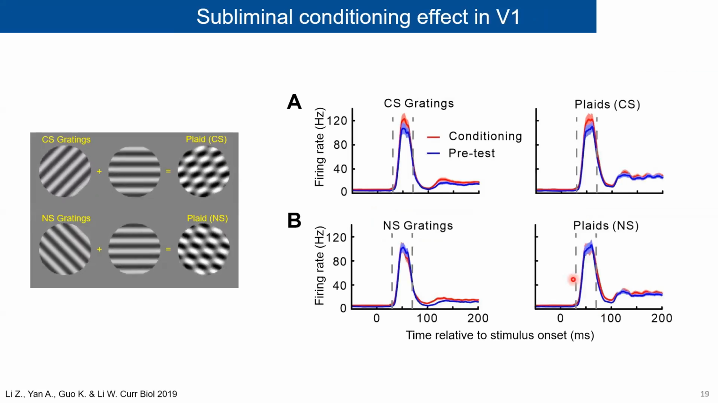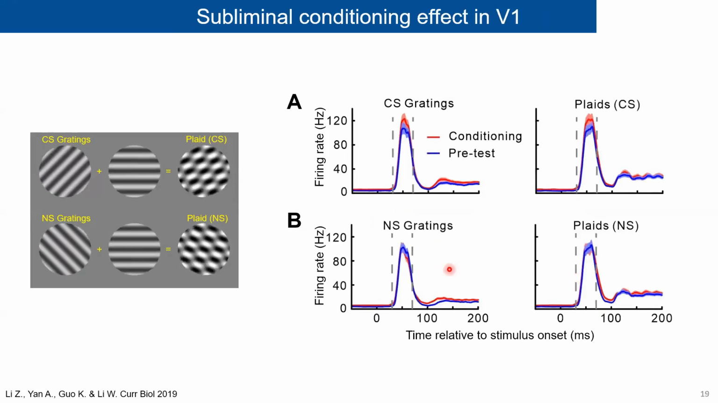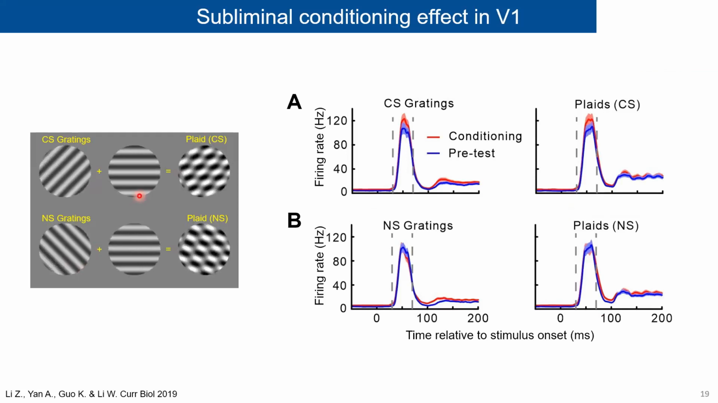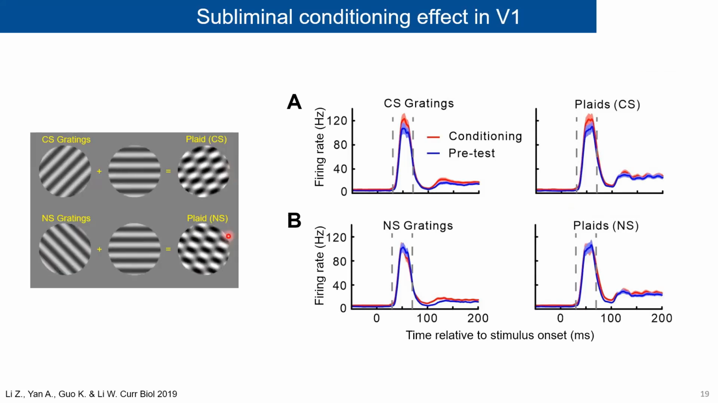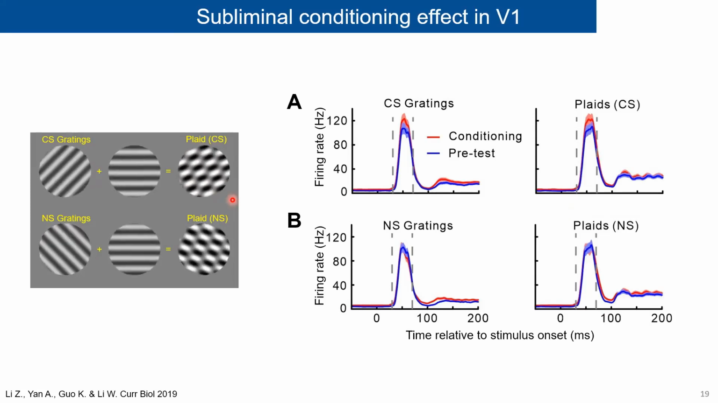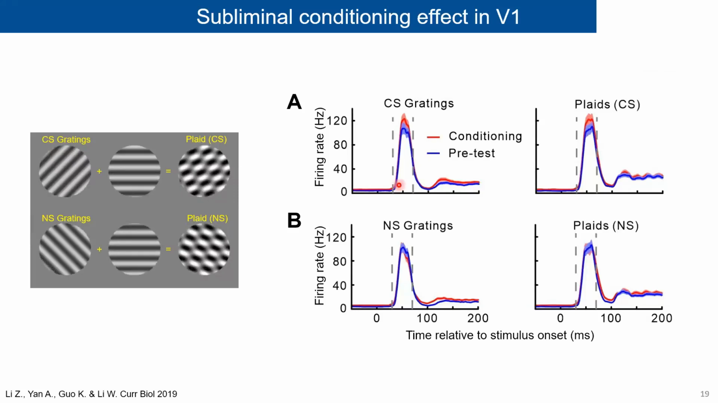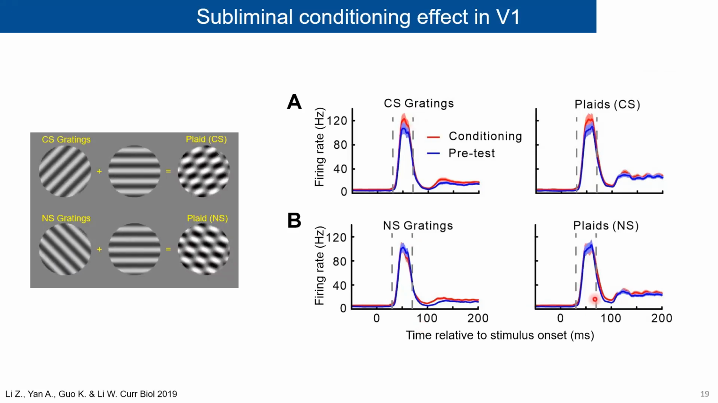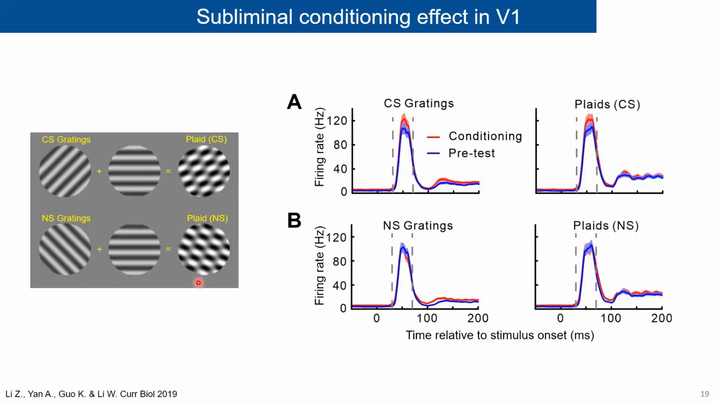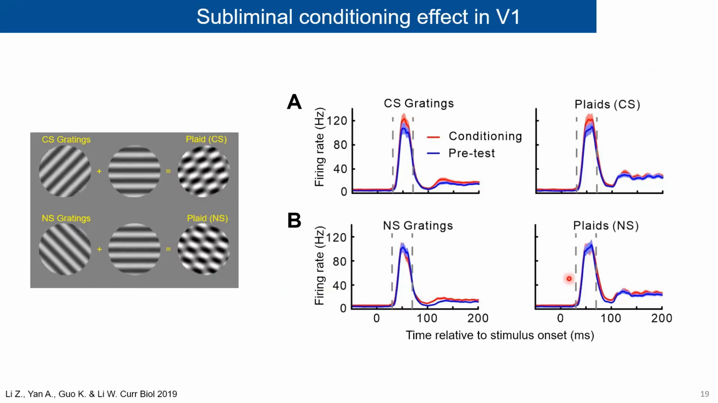So the field learning effect seen in V1 seemed to be subliminal. So when the CS and NS greetings are superimposed with horizontal drifting greetings, the subjective percept becomes moving plates in which the CS and NS orientations are not clearly visible, but the plates containing the CS component induced the field-related signals in V1 similar to the isolated CS greetings, but the plates containing the NS component did not induce any field-related signals.